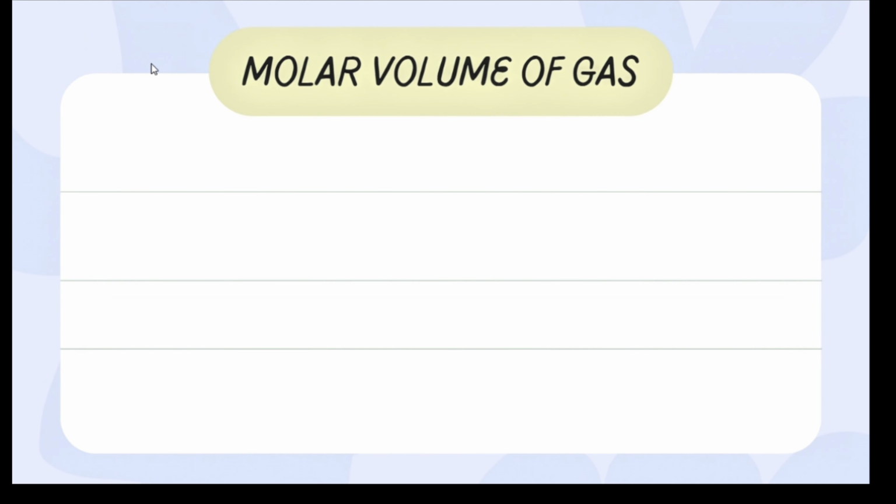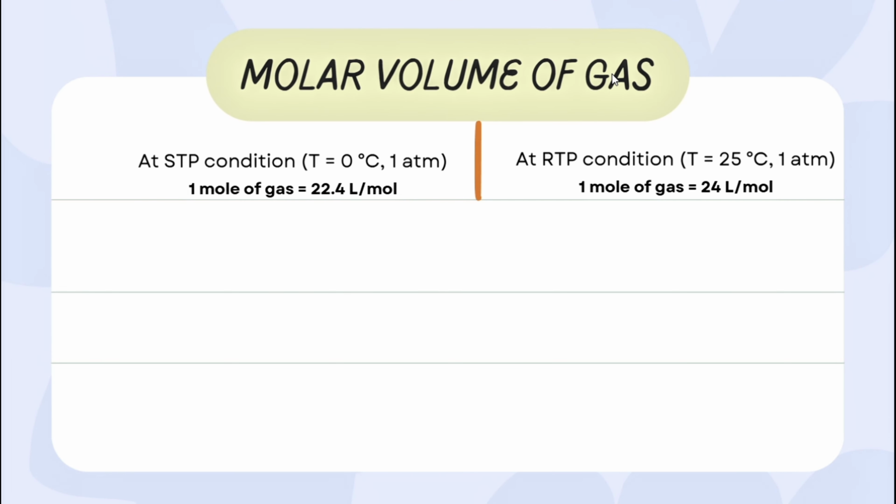Next, what if the substance is in gaseous form? Chemists also relate mole with gas volume. So let's talk about molar volume of gas. There are two conditions, STP and RTP, or standard temperature and pressure, and room temperature and pressure. For the STP condition, 1 mole of gas equals 22.4 liter per mole, and for the RTP condition, 1 mole of gas equals 24 liter per mole.